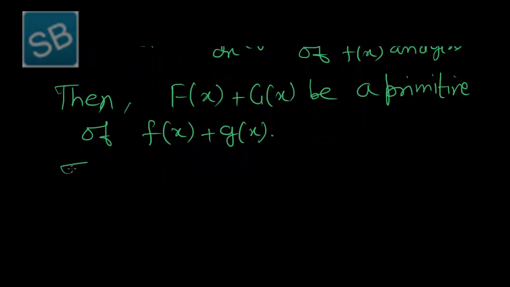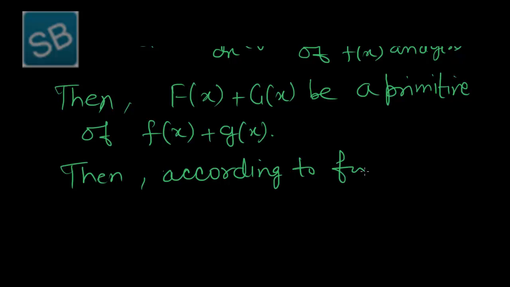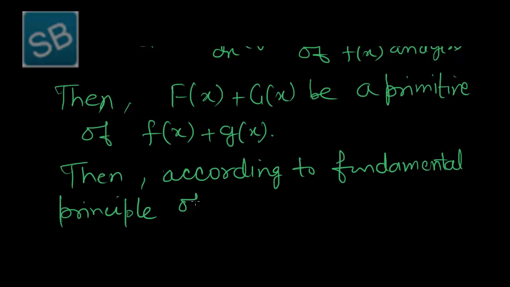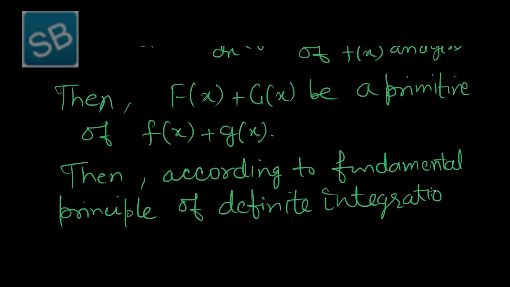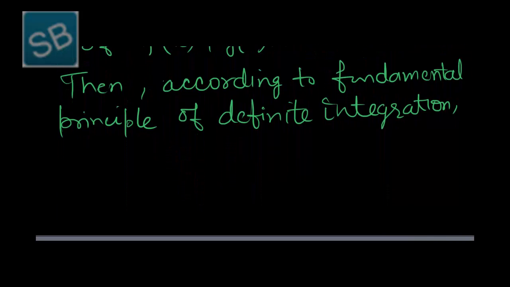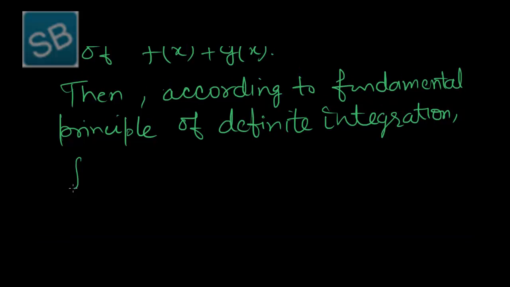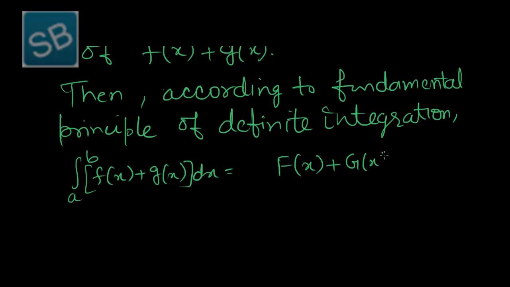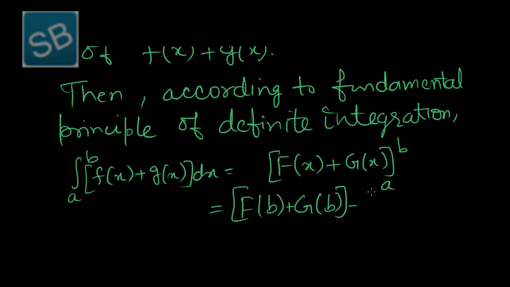Then, according to the fundamental principle of definite integration, we have the integral from a to b of f of x plus g of x dx is equal to capital F of x plus capital G of x over the limit a to b. So we get upper limit minus lower limit.